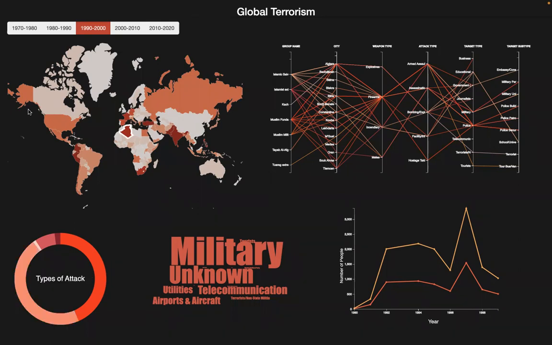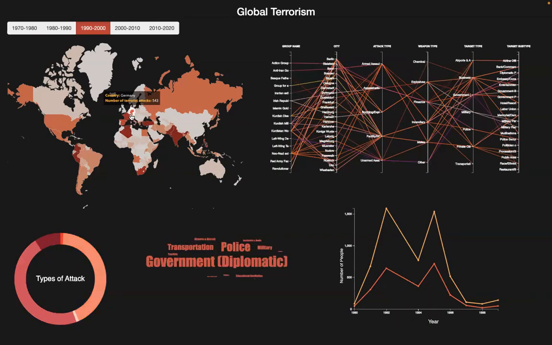For example, if we select a time frame of 1990 and 2000 and select the country as Germany, we can see that most of the attacks have been of type assassination, at around 45%. Unarmed assault is also prevalent.